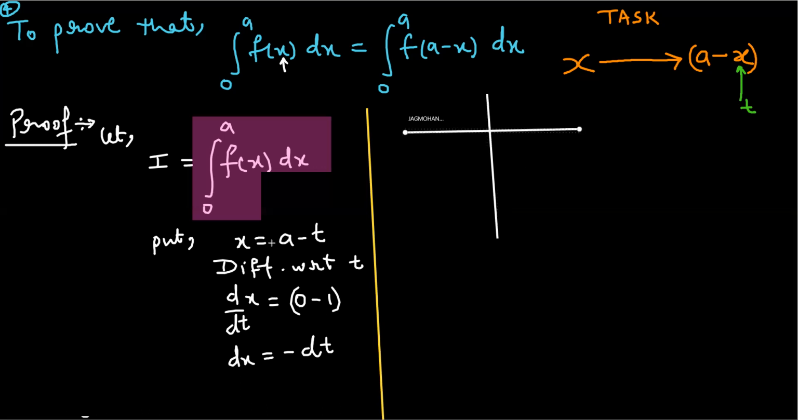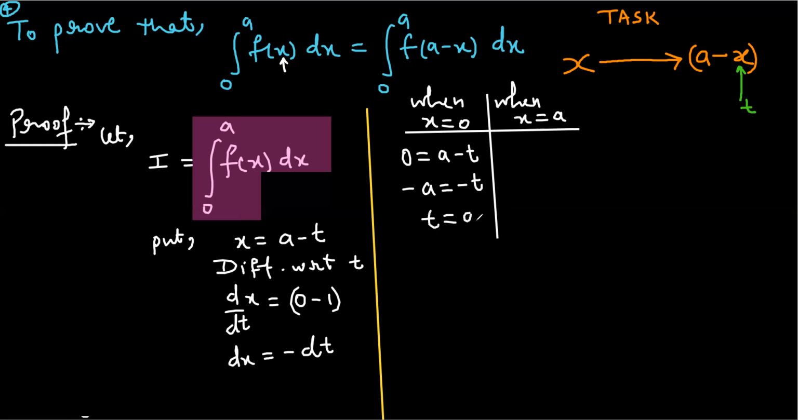You are going to write x as a minus t. So the next step you will write here, when x is 0 and when x is a. When x is 0, you have 0 equals a minus t, so you have negative a as negative t. So t equals a. And when x is a, you have a equals a minus t, so you have 0 equals negative t. So t equals 0.